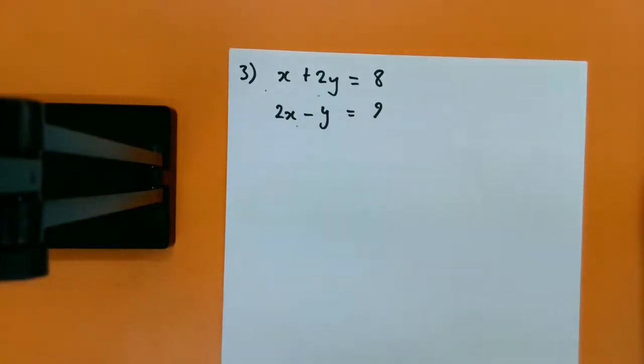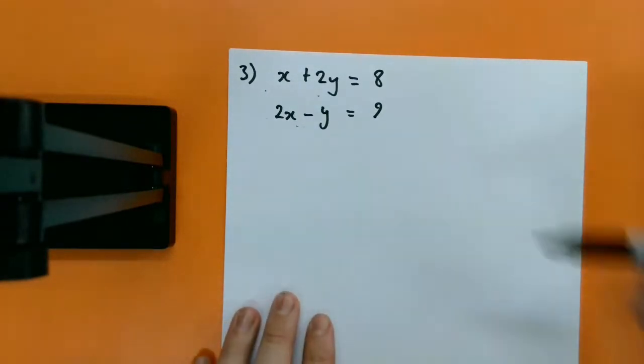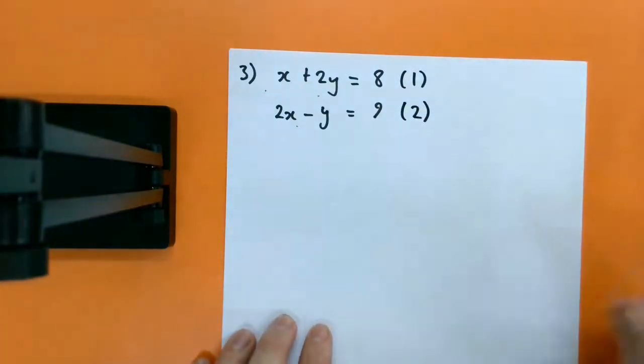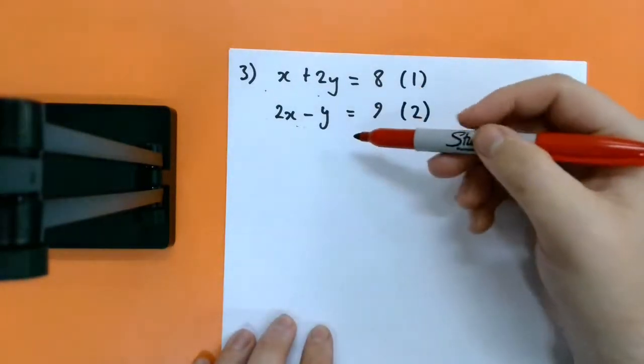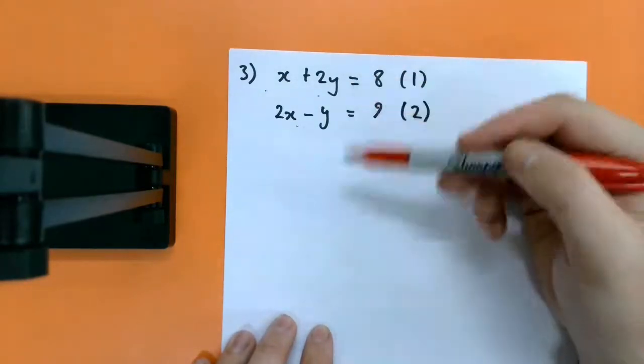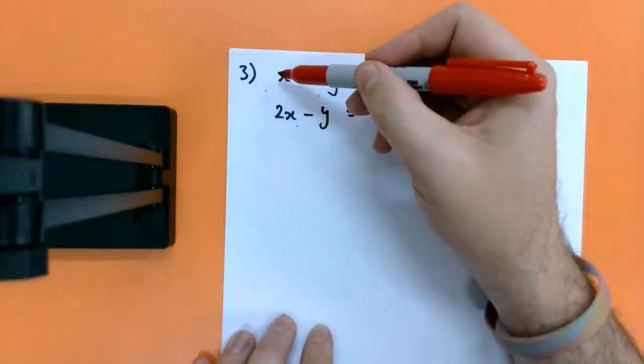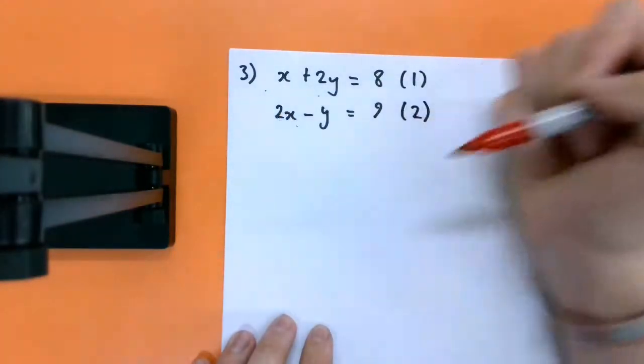So for example 3 here, what we're going to be doing is the exact same process, except we need to do a little bit of work before we start eliminating our variables, okay? So again, label them 1 and 2. Now I told you before, you want to pick the variable that has the same coefficient out the front to try and eliminate it. You'll notice that there's a 1 out the front of this x, but a 2 out the front of here, okay?